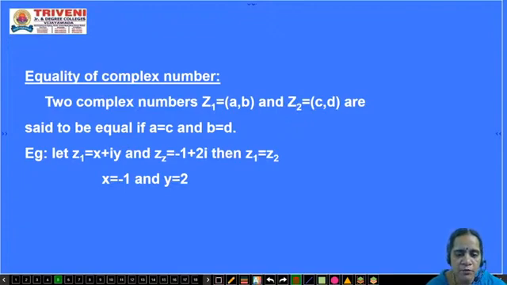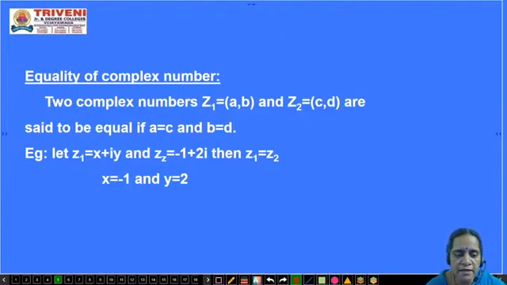The first components of z1 and z2 are equal, and the second components of z1 and z2 are also equal. Suppose z1 is equal to (a, b) and z2 is equal to (c, d). The first component of z1 is a and the first component of z2 is c. So a is equal to c and b is equal to d.